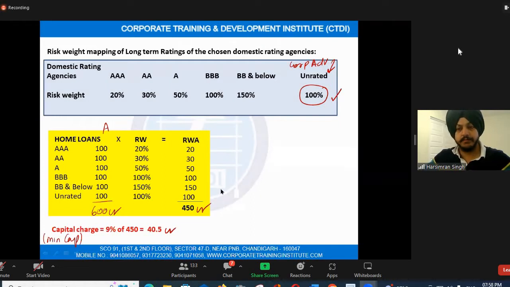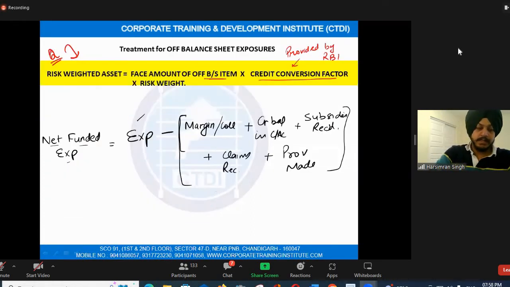So what will we do then? RBI says, in case of off-balance sheet exposure, whatever is the face amount of the off-balance sheet item, it will be multiplied by a credit conversion factor. This credit conversion factor is given by RBI. You don't have to do anything. And then it will be multiplied by the risk weight, whatever the risk weight is. So note down this question, this comes.